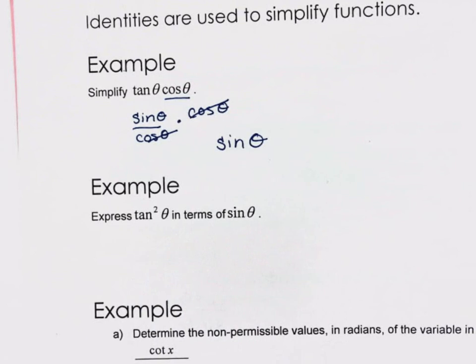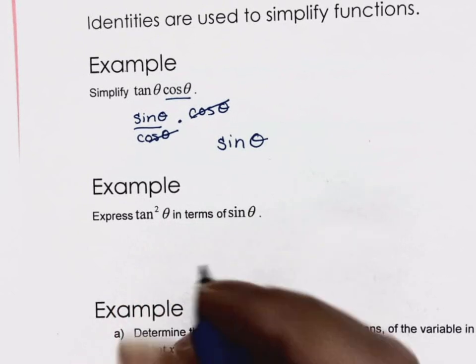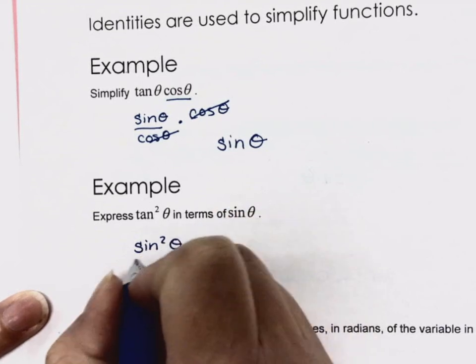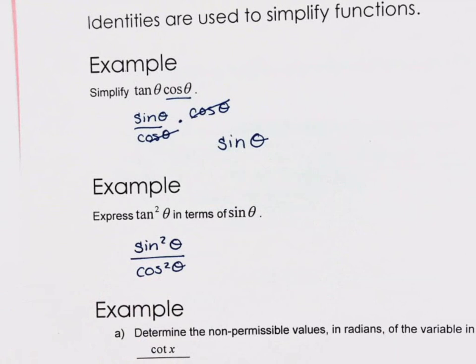Express tan squared theta in terms of sine theta. So what I want, they can be sine squared, it can be a regular sine, it can be 1 over sine, but all the answer can have in it is the sine function. Okay, everybody with me here? So what do we know? We know that tan squared is sine squared theta over cos squared theta. Right? Would you guys agree with that?